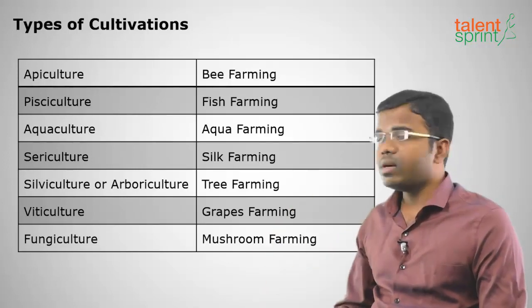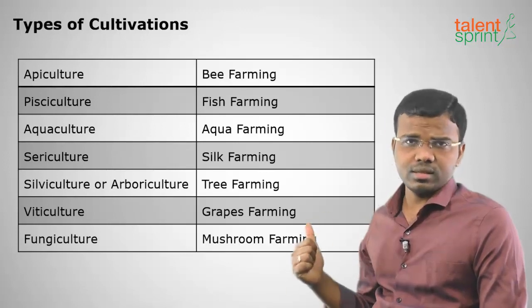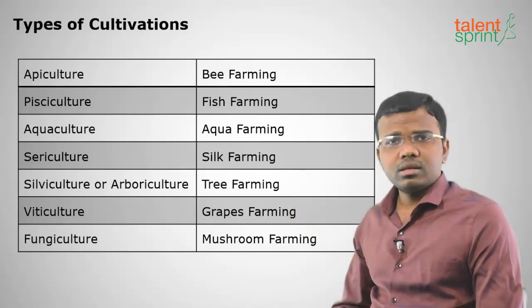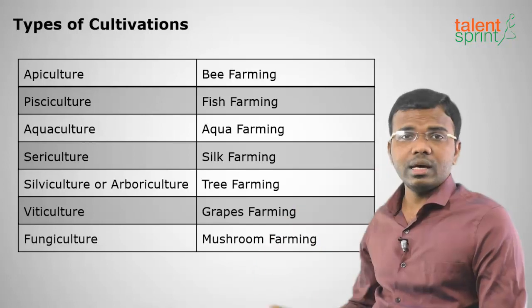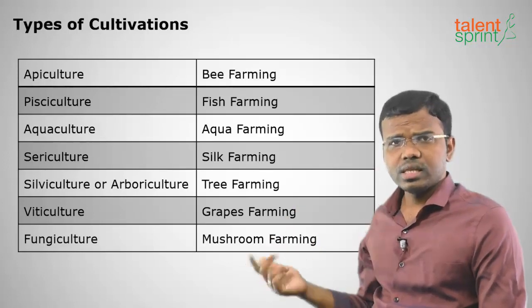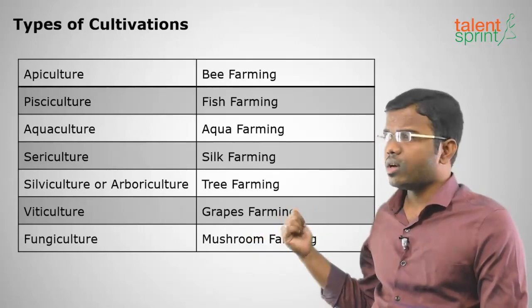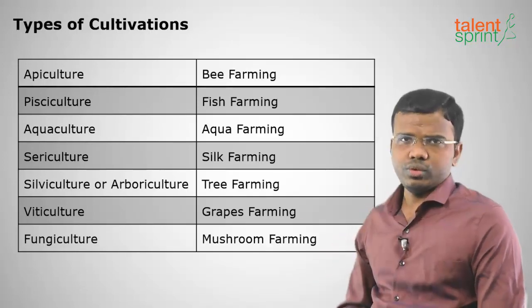And the next is silviculture or arboriculture. What do you mean by silviculture? It is growing of trees into forests. Next is viticulture. It is grape farming. It is very important. Apiculture, viticulture, silviculture, these are very important. And fungiculture, it is the growing of mushrooms. You know, right? Mushrooms, we also have them in food.